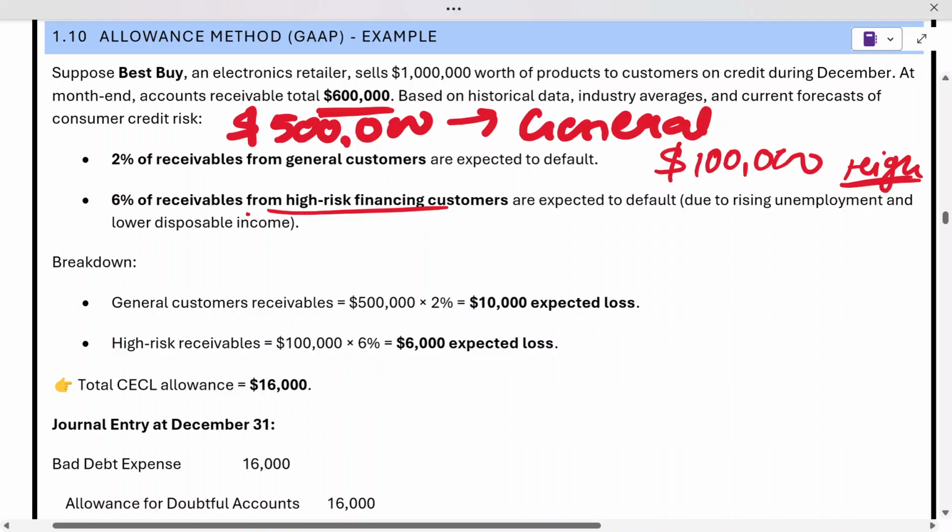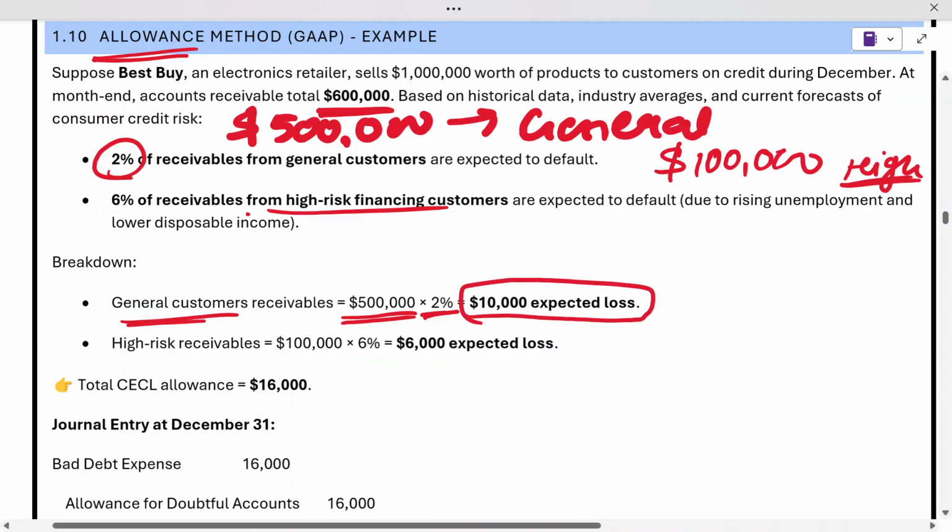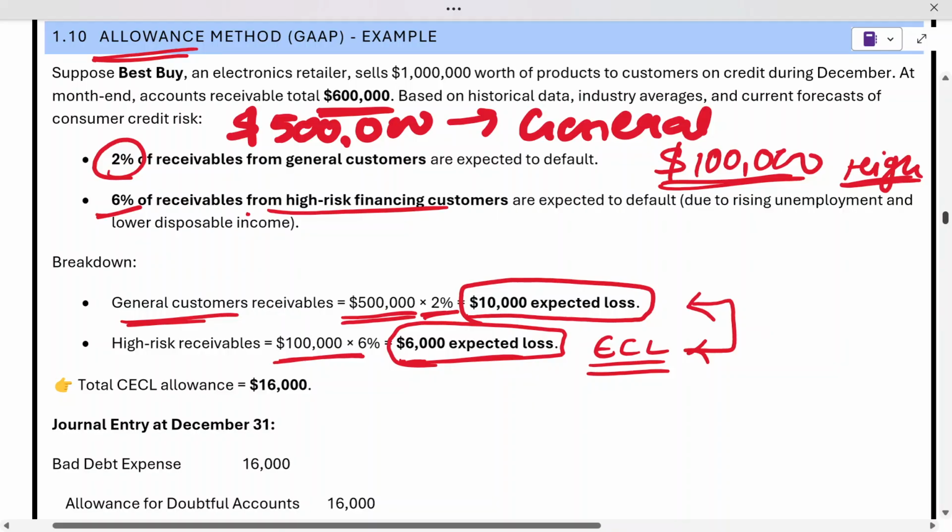So how do we recognize the provision or allowance for these bad debts? General category customers are $500,000. It was not printed, so I have written it here. There are chances that 2% will be bad debt, so 2% is taken, which gives us the expected loss of $10,000. Similarly, for these $100,000 customers, the expected loss is 6%, because this is expected based upon history, which gives us $6,000 of expected loss. We call it ECL, expected credit loss. So our total ECL is $16,000, which is given here, right?